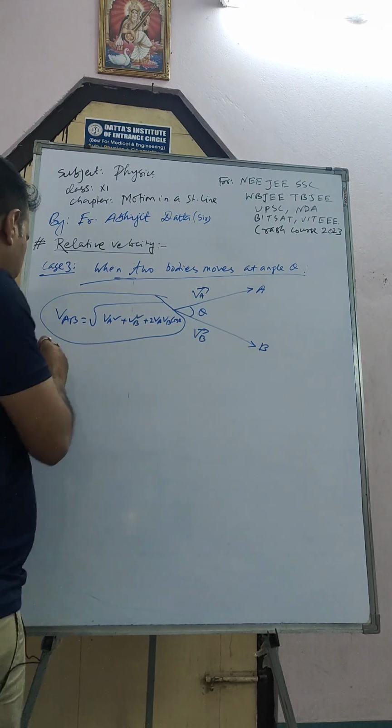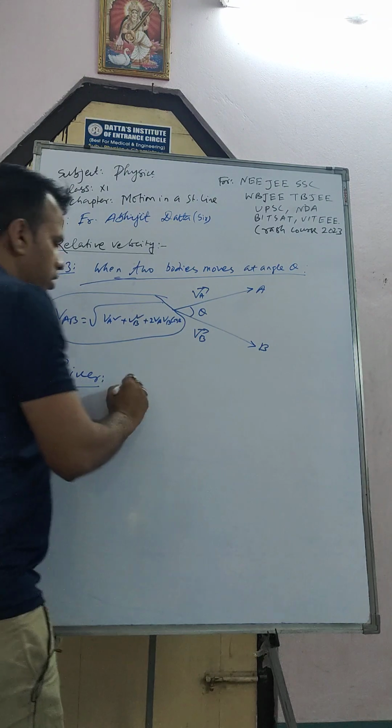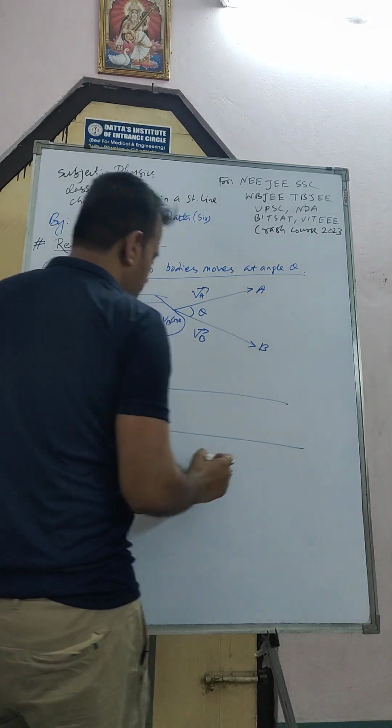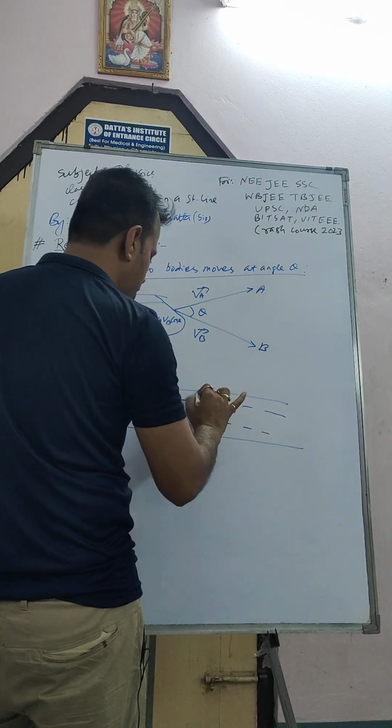Next, that is the river case. If I consider this one is a river, and this is the width of the river, D is the width of the river.